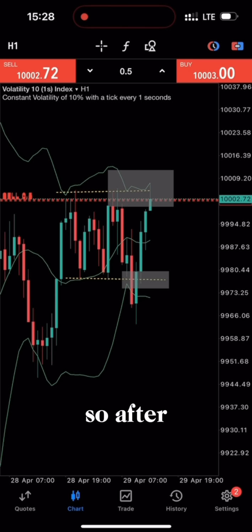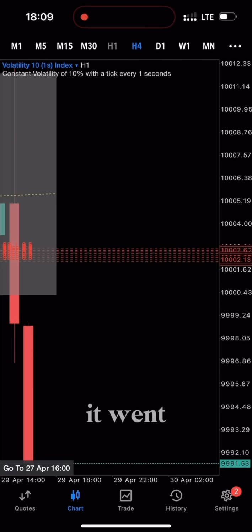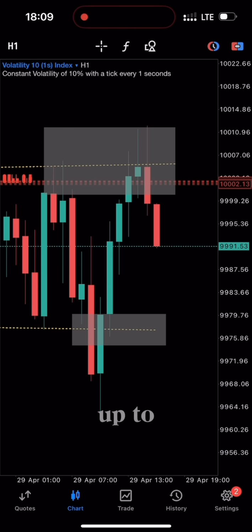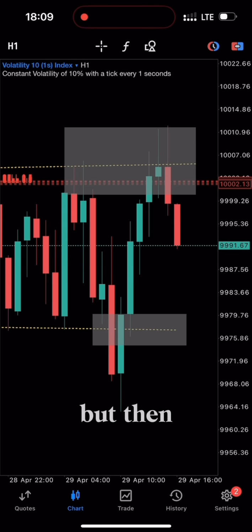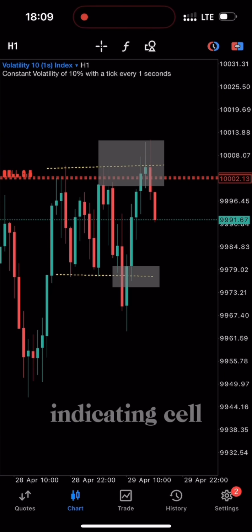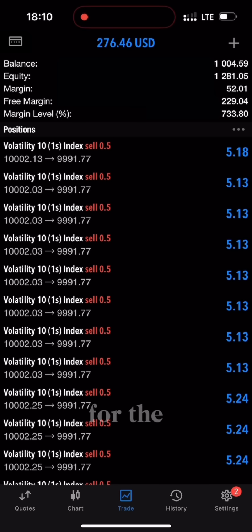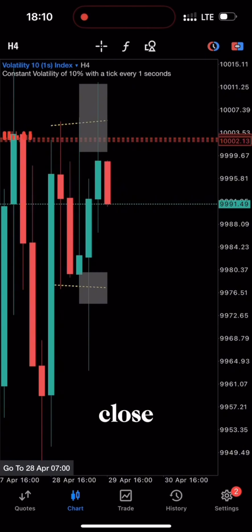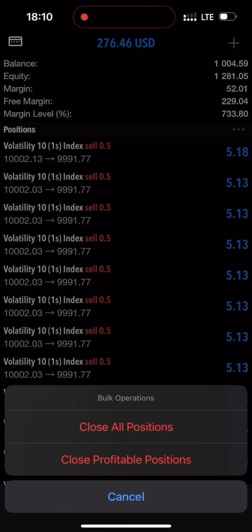So after waiting, you see, it went down, just as I've said. It went up to make a fake out, but then it closed inside the trend line, indicating a sell power. So now we can close our bonus round here. For every dollar, we decided to make it $100 for the punishment to match the bonus, all right? So there we go. We close. Let's close, Baba.